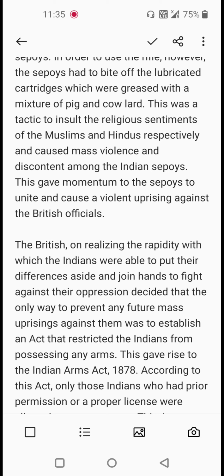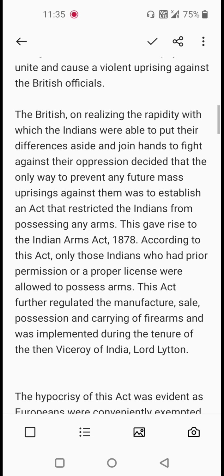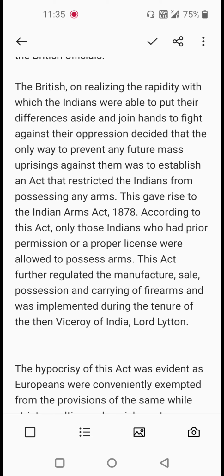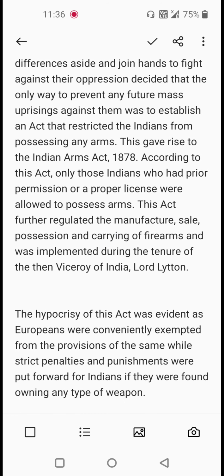This gave momentum to the sepoys to unite and cause a violent uprising against the British officials. The British, on realizing the rapidity with which the individuals were able to put their differences aside and join hands to fight against their oppression, decided that the only way to prevent any future mass uprising against them was to establish an act that restricted Indians from possessing any arms. This gave rise to the Indian Arms Act 1878. According to this act, only those Indians who had prior permission or a proper license were allowed to possess arms.